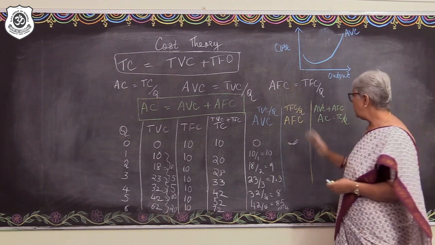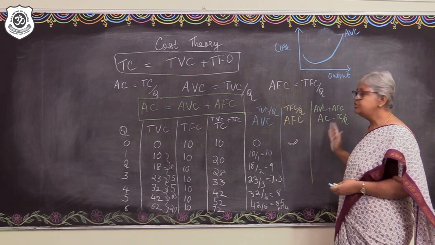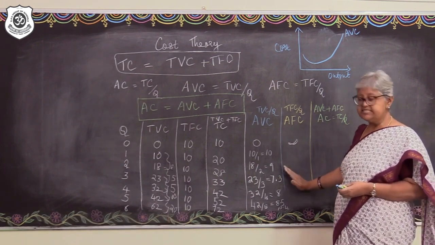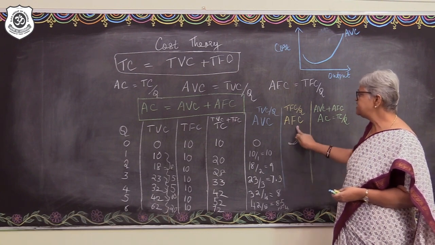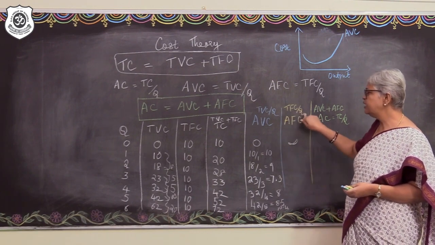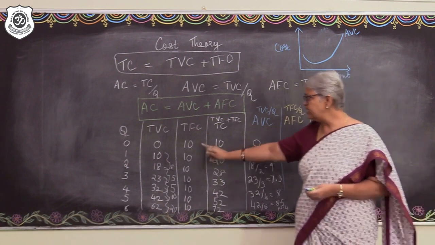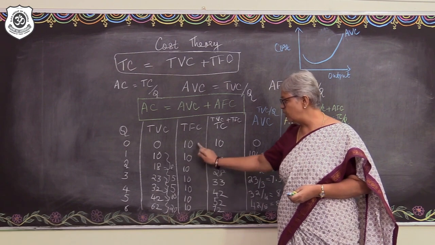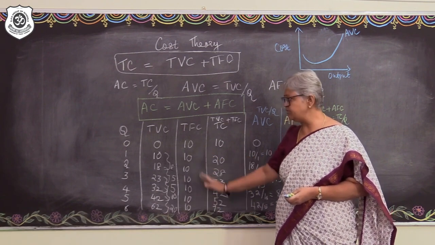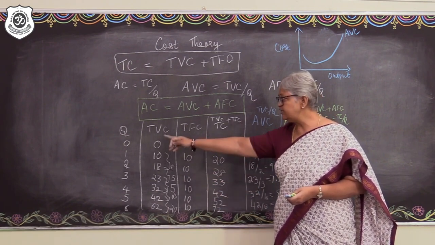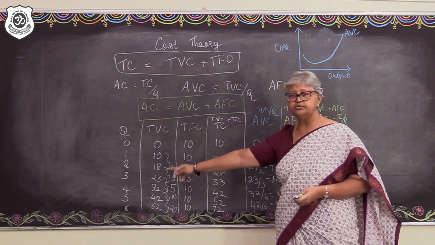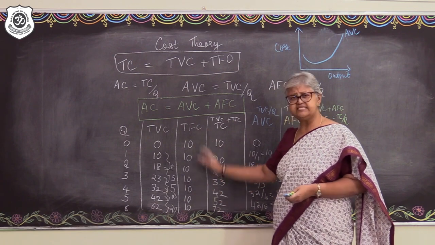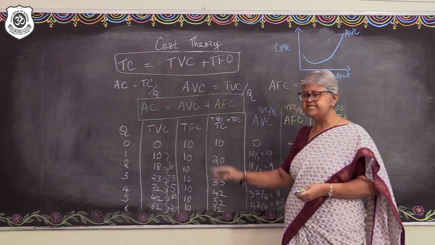Alright, let's check out how the other two cost curves are going to behave. Coming back to the schedule, AFC can be understood as TFC by Q. And you know that the total fixed cost remains constant at all the levels of output, remains only 10. Immaterial of whether the output is 0 or 1, 2, 3, whatever it is, the total fixed cost remains the same, isn't it?